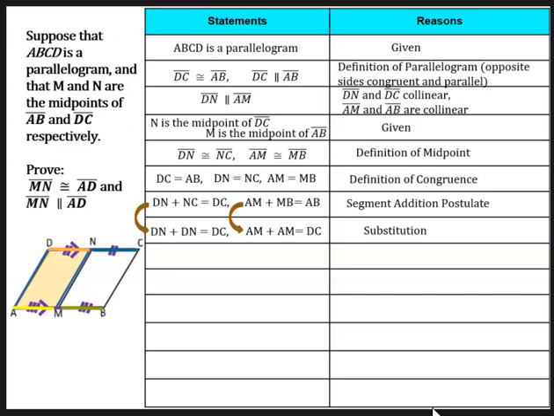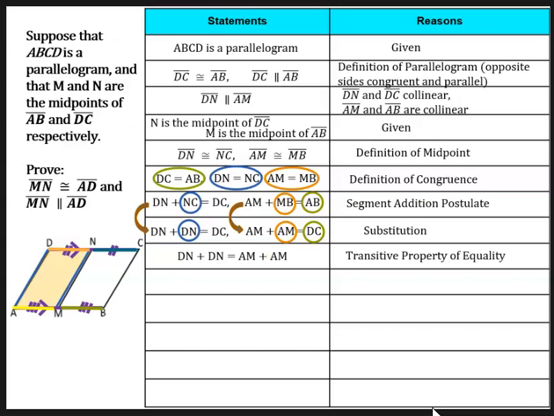Segments DN and NC have the same measure, so I can substitute the measure of DN for NC. I can also substitute segment AM for MB and DC in for AB. This gives us two equations that are equal to DC, and the transitive property of equality tells us that if two equations are equal to the same thing, then they are equal to each other.